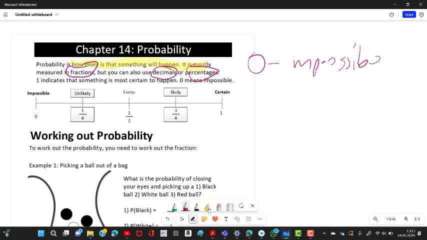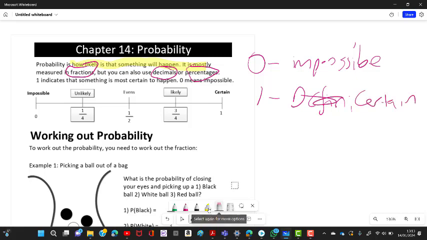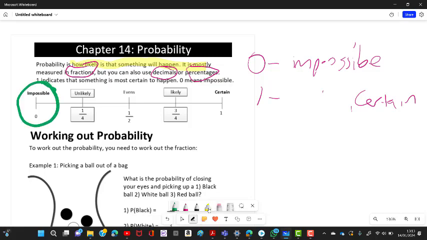And a probability of 1 means it's definite. So probability is measured between 0 and 1. Certain, I'll put certain. Certain is certain to happen. So the highest it can be is 1, and the lowest it can be is 0. So we've got here 0 means impossible, and 1 is certain to happen.